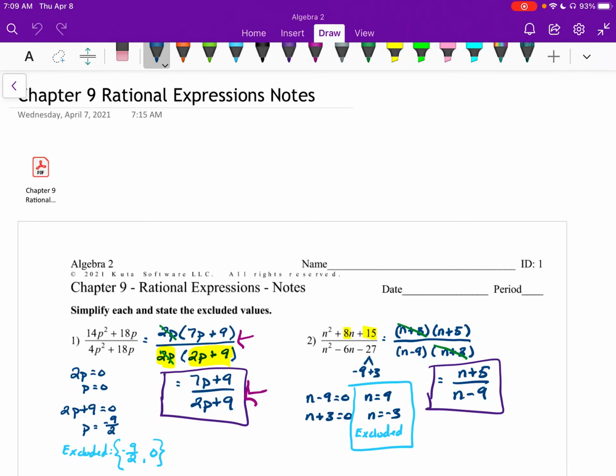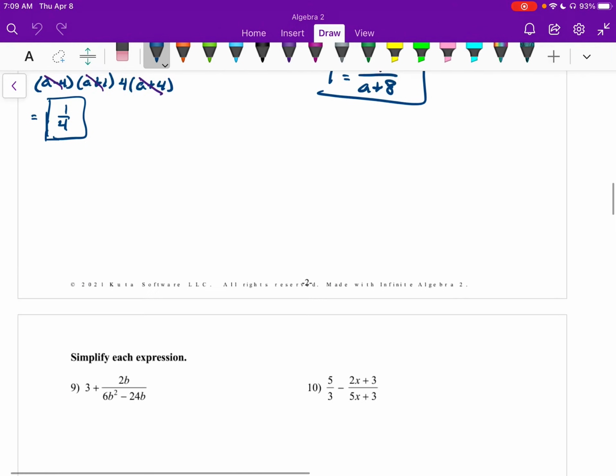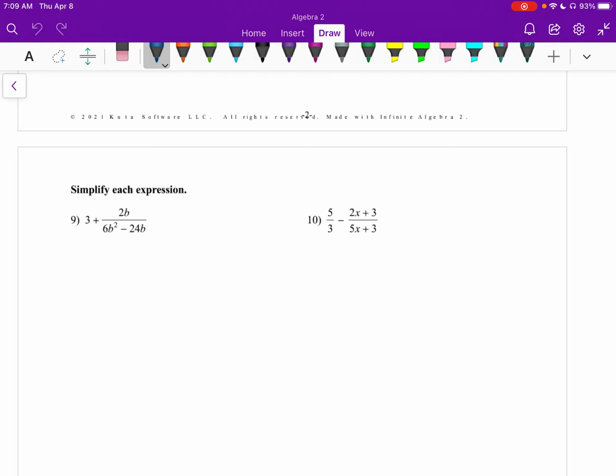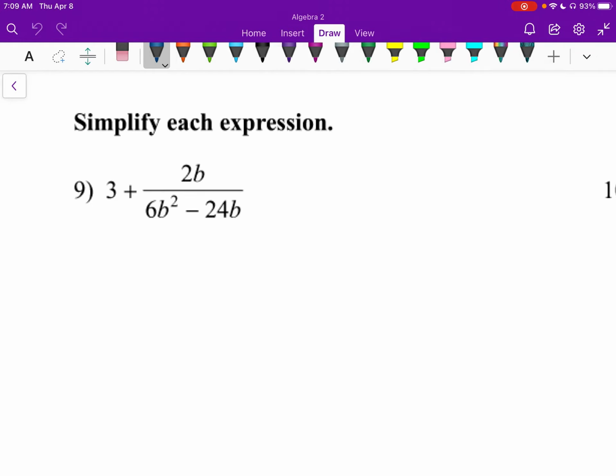All right, chapter 9, rational expressions, continuing with number 9. So here the directions say to simplify the expression, and it doesn't say to list the excluded values, so I'm not going to.